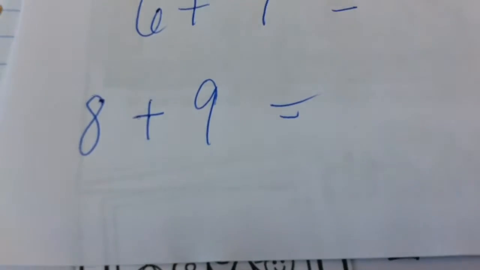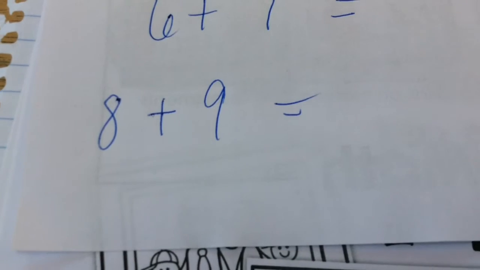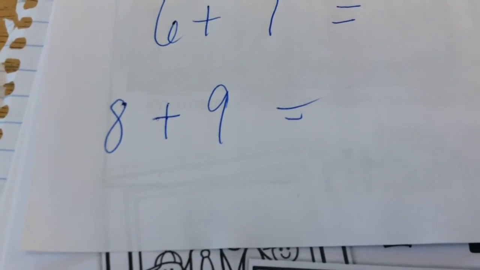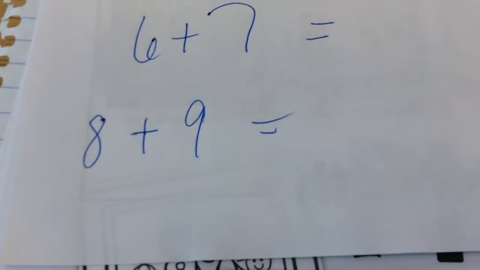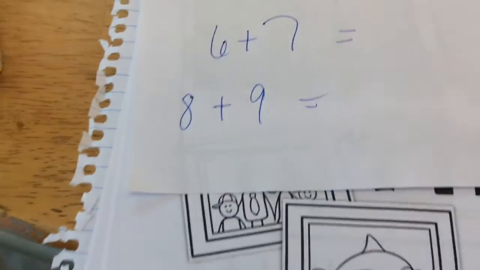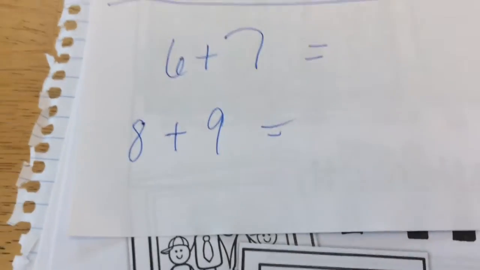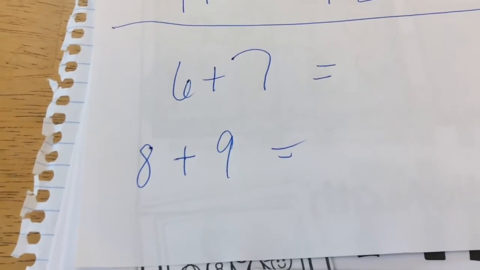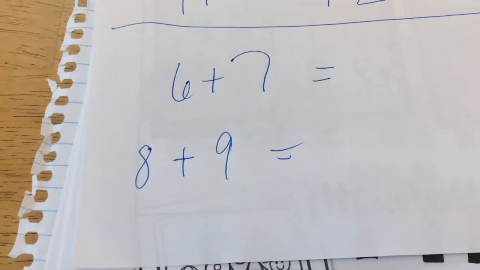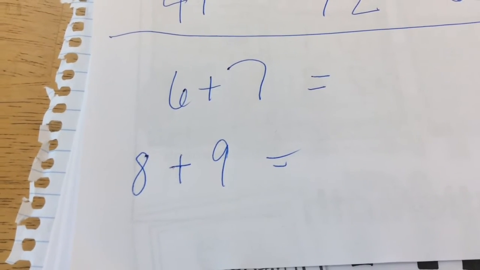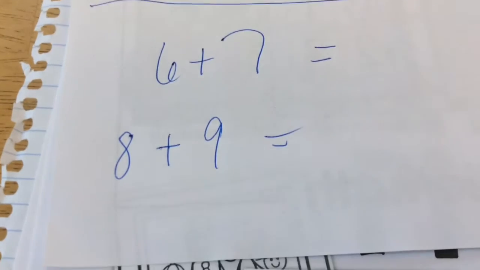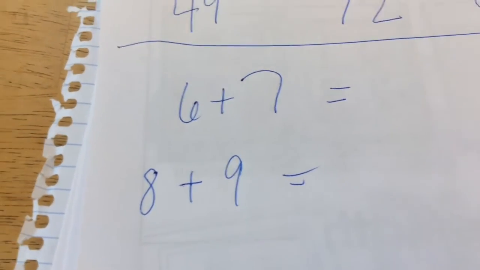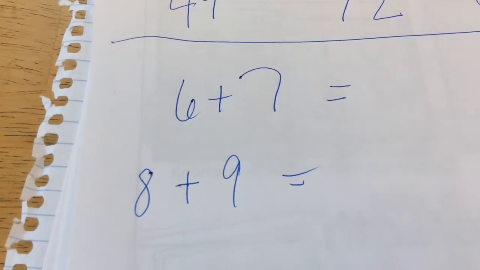Try the next one. 8 plus 9. What is 8 plus 9? Well, could you do it again? The fact is doubles plus 1. What is 8 plus 8? You're right, it's 16. 16 plus 1 more is 17. So 8 plus 9 is 17. It is a doubles plus 1 fact.